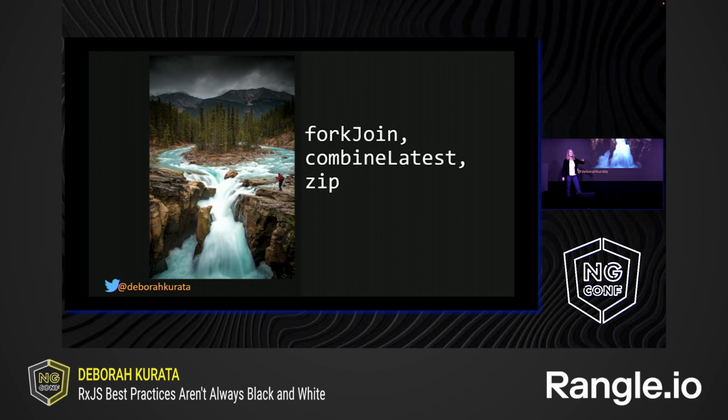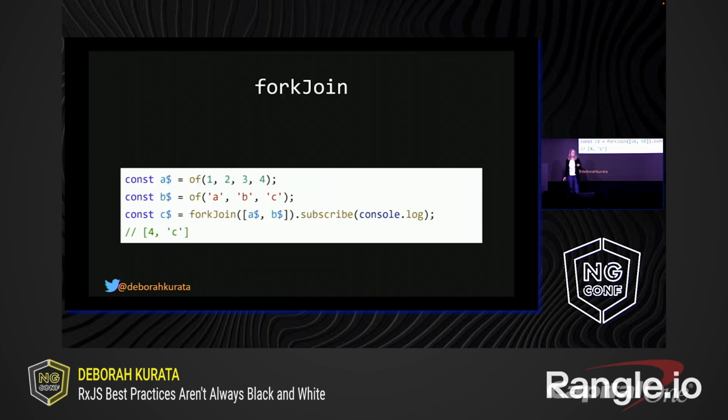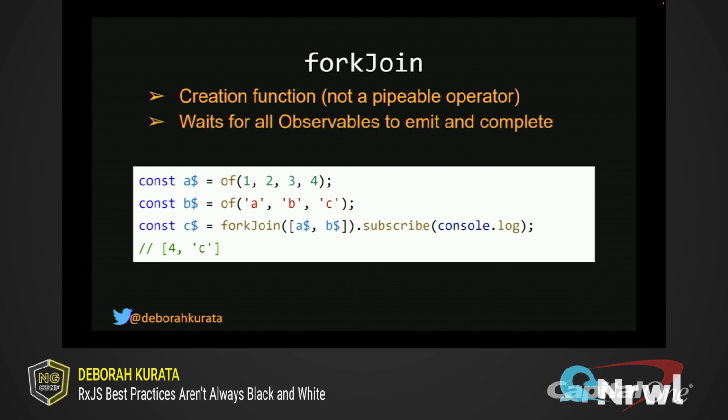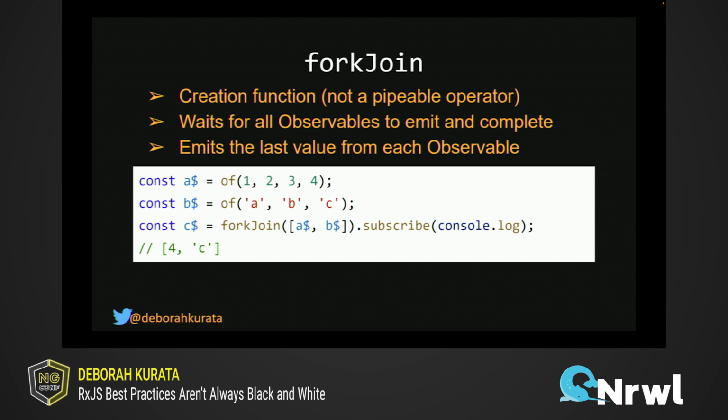All right, so let's do three more: forkJoin, combineLatest, and zip. ForkJoin, you can think of that as, well, first of all, it's a creation function, not a pipeable operator. That means we call it directly, not within a pipeline. And what it does is it waits for all of the observables to emit and complete, and then it emits the last value from each.